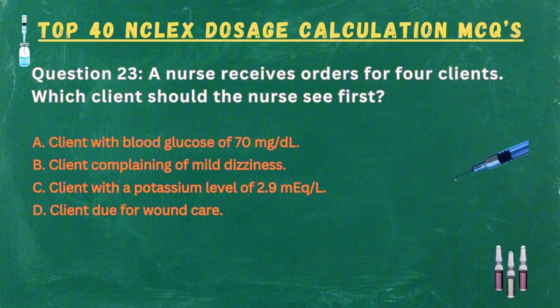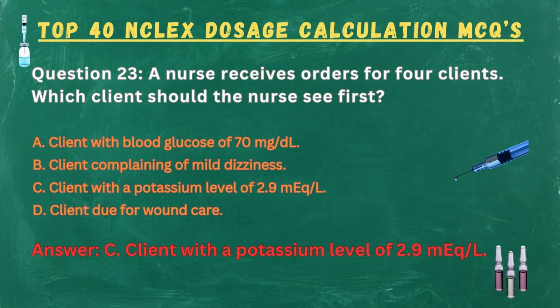Question 23. A nurse receives orders for 4 clients. Which client should the nurse see first? A. Client with blood glucose of 70 milligrams per deciliter. B. Client complaining of mild dizziness. C. Client with a potassium level of 2.9 milliequivalent/L. D. Client due for wound care. Answer. C. Client with a potassium level of 2.9 milliequivalent/L.